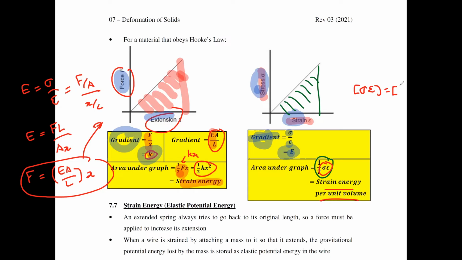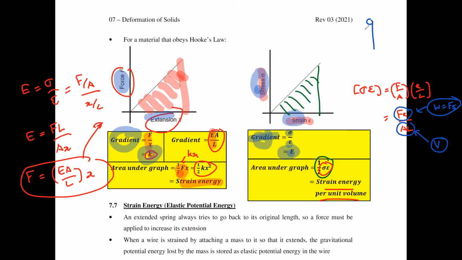the unit of stress is force over area. The unit of strain is extension over L. Okay, so you get FE over AL. Now, this one is identical to work equals force times distance. Okay, this one is identical to volume.